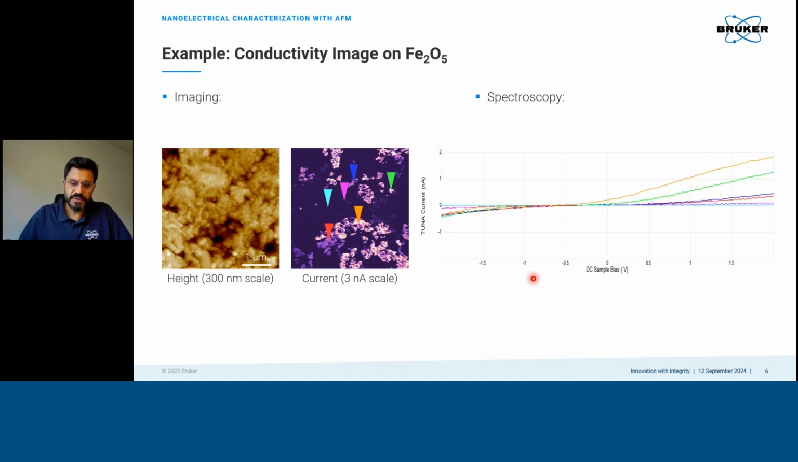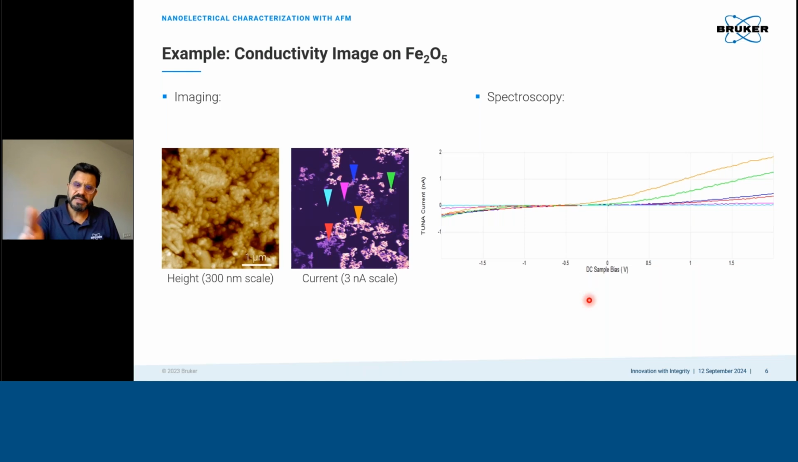Another thing that is important to note, and here I go back to the same example of this iron oxide, is that it's not only that we can obtain images showing the variations in contrast for the current, but we can also do spectroscopy. And in this case, it's the current versus voltage curves, so IV curves, locally at different points of the surface. And this allows us, when we do this spectroscopy, to go further in studying the nanoelectrical functionality of the material that we're measuring.